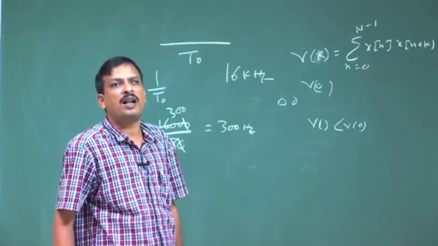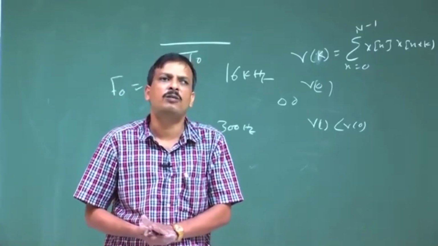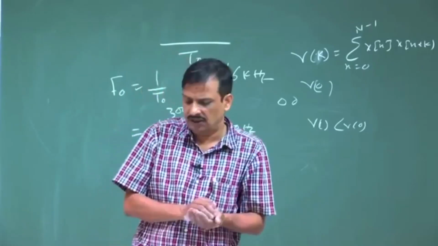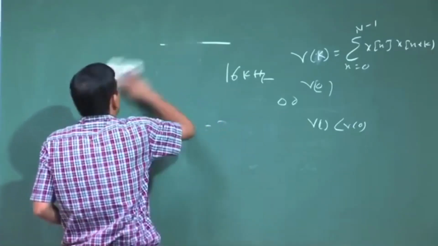Okay. So, around 300 hertz I can calculate the F0 value. Okay. Now, how do we process it? Okay, this procedure is okay. So, how do we process it?